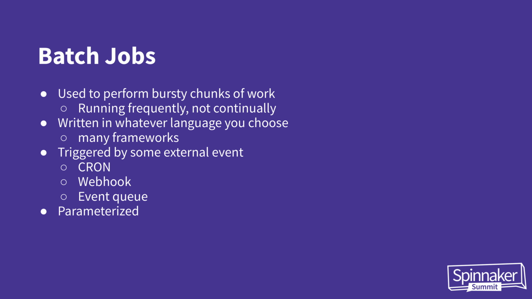One of the interesting and unique things about batch jobs is they're usually written in whatever language you want, especially with Docker being so pronounced in the industry. You just package your runtime in your software, and then you execute that Docker container. They're triggered by some external event, be it a cron, a webhook, an event queue, maybe new data is available. Batch jobs have historically been used to process data. It's a way that we can do data transformations. And they're parameterized. So you may have a batch job that takes some set of arguments, and depending on that set of arguments, does something different.